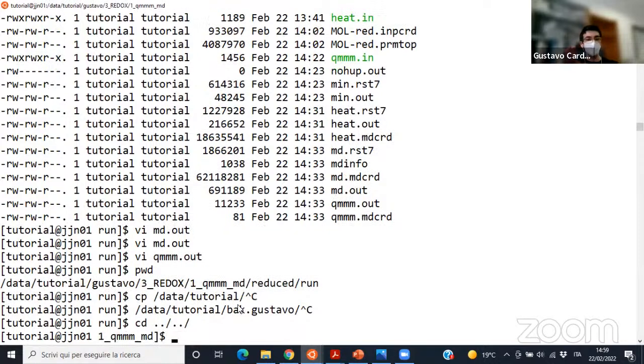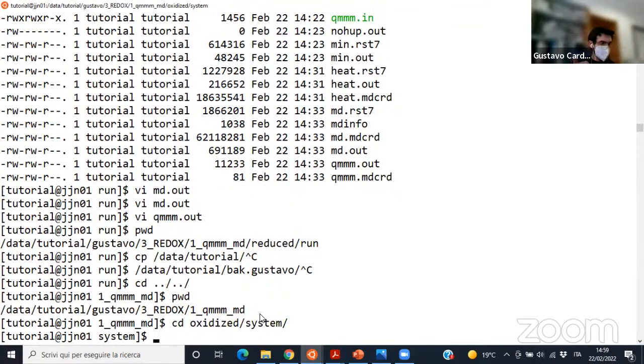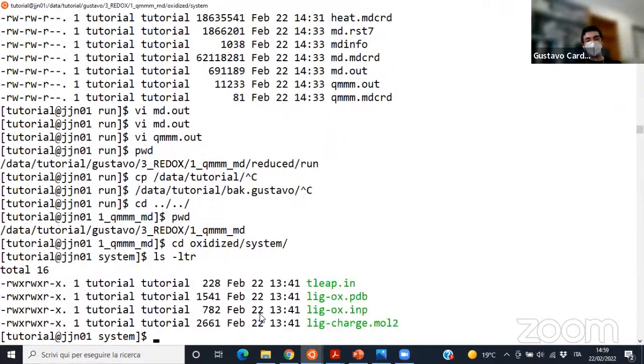For the time being, we're not doing anything else with the energies.dat file. At this point, let's go to the oxidized species. Okay, so where are we? If you don't know where you are, remember you can always use the pwd command. So we are currently here. And so we will go to the oxidized folder, system. Okay. Let's see what do we have in this folder. So we have more files than in the previous case.